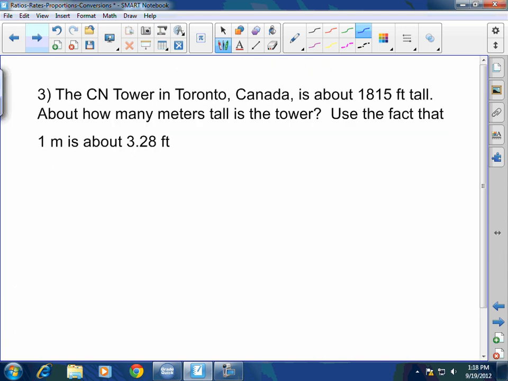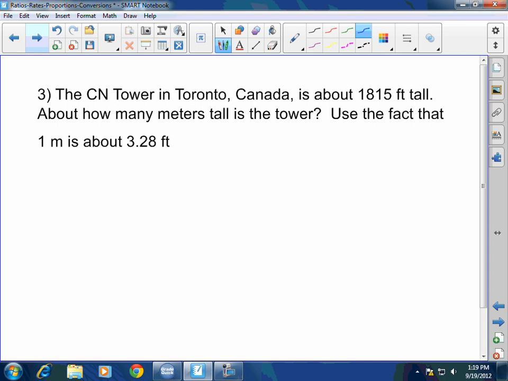All right. Now we get to some good stuff. The CN Tower in Toronto, Canada is about 1,815 feet tall. About how many meters tall is the tower? Use the fact that 1 meter is about 3.28 feet. So we could do this logically, and I'm going to also set it up with a proportion because I don't want you guys to stress.